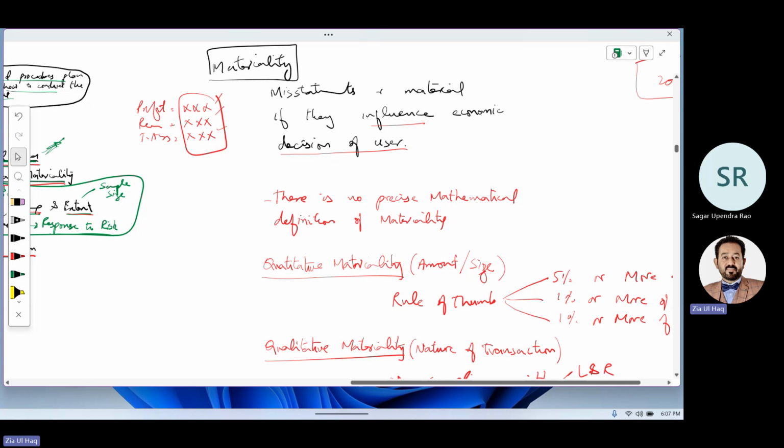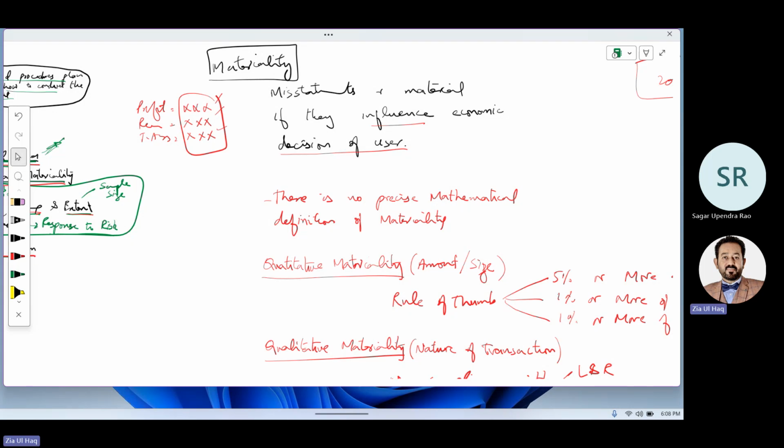Who uses materiality? The auditor uses the materiality concept when he needs to decide whether to give a qualified opinion, meaning against the company, or an unqualified opinion, meaning in favor of the company. Unqualified opinion means the financial statements give a true and fair view. Qualified opinion means the financial statements do not give a true and fair view, which is against the company. Unqualified means in favor of the company, and what is in favor of the company? Financial statements give a true and fair view.